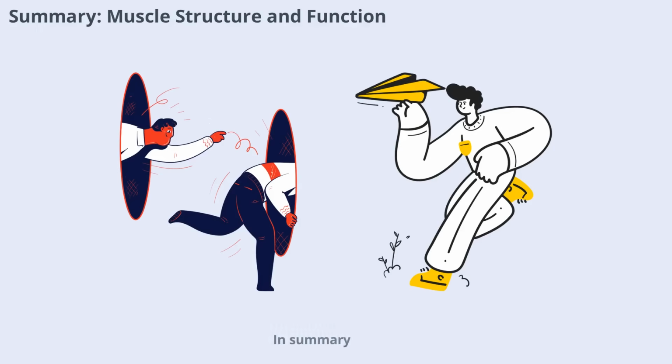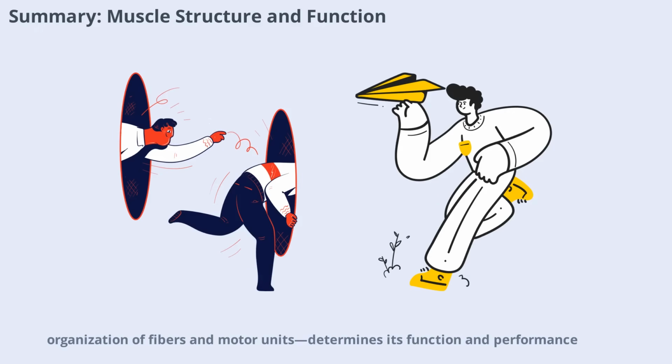In summary, the structure of skeletal muscle, from the microscopic sarcomere to the organization of fibers and motor units, determines its function and performance. Understanding these details helps us appreciate the complexity and adaptability of our muscles. Whether you're an athlete, a student, or simply curious about the human body, knowing how muscles work is key to optimizing movement and health.